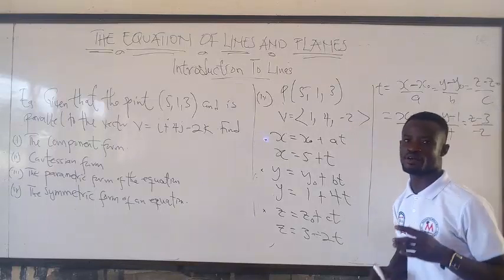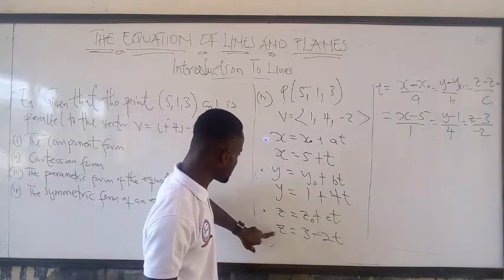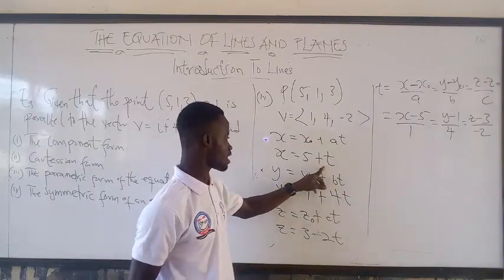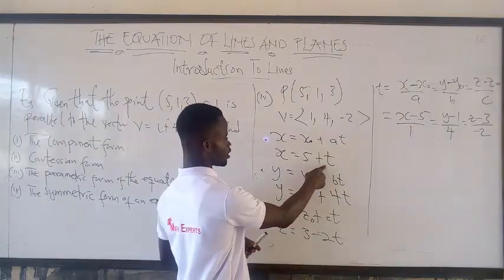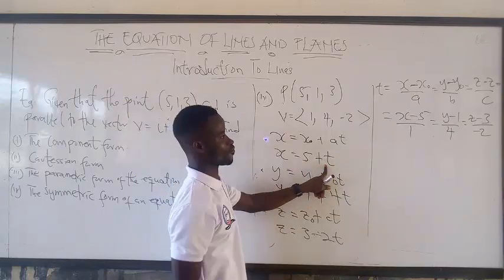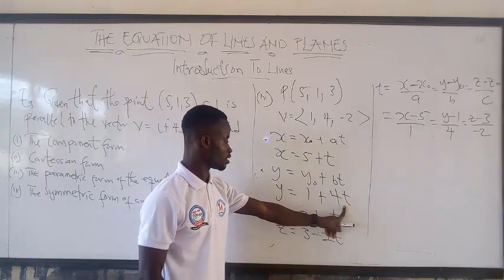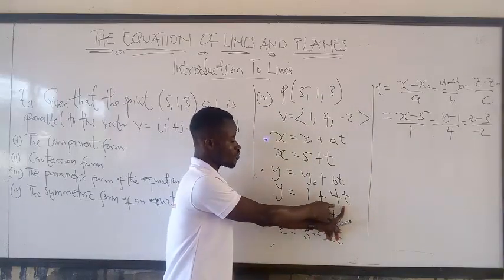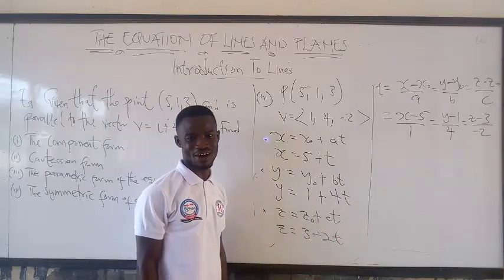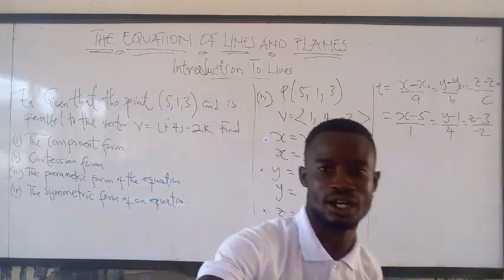So that will be the symmetric form of the equation. And it's the same as picking the parametric form and making T the subject. Because if you are making T the subject of this, it will be S minus 5, here Y minus 1 all over 4. Simple. Alright. Let's see if I can get one question for you again.